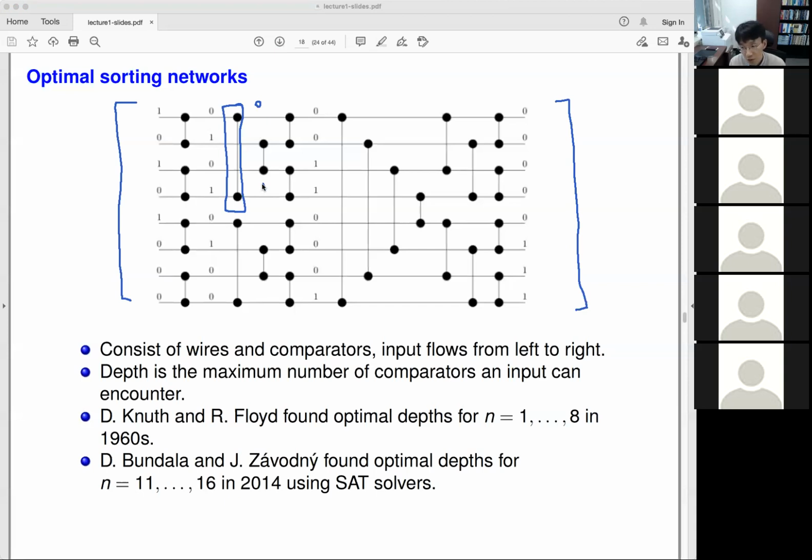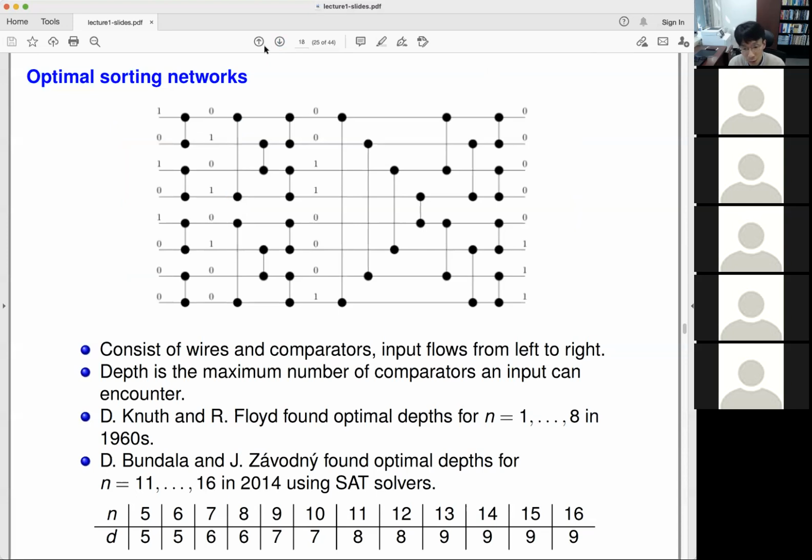Knuth asked this question, and Knuth and Floyd came up with a solution for n from 1 up to 8. In other words, when the number of input wires is up to 8, they came up with the optimal depth, but they didn't know the answer for n from 11 up to 16. Then some students from Oxford came up with a solution by encoding the problem into a SAT solver. So here is the solution they found by the encoding. They found the solution for n equal to 10, 11, up to 16.